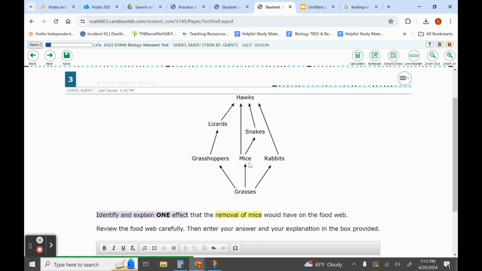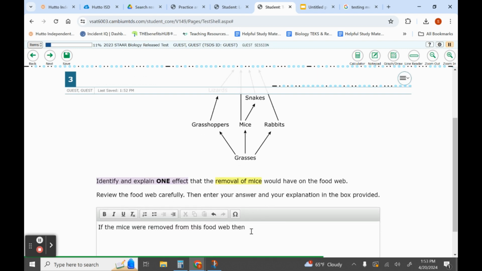what would happen? So, for me, in this answer choice, I am going to say that in this scenario, if mice were removed, and I only have to explain one effect, that it would be less food for the snakes. The snakes would actually lose their only source of food because the snakes only eat the mice. So then I come here. I already have this part typed out. Then the snakes would lose their only source of food.